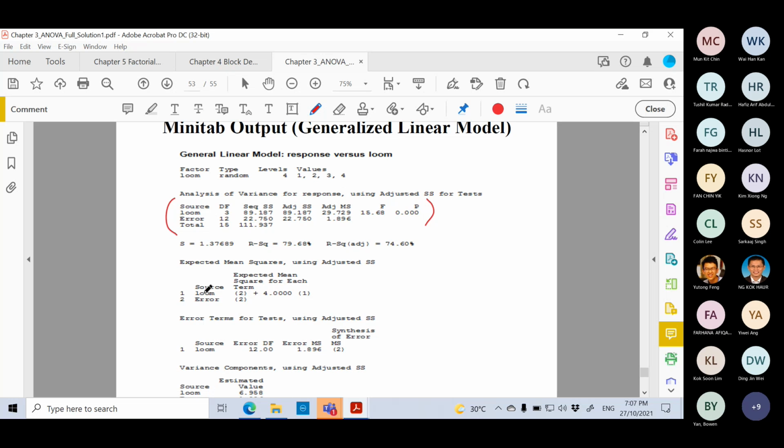So the result also has a 2 plus the 4 times 1. The 4 here stands for your sample size, because your sample size is 4, multiplied by the variance from the first component. The 1 here refers to the first component variance, and the 2 here refers to the variance for the error. So you need to make sure you understand this, if you want to use Minitab, this is the output you have.